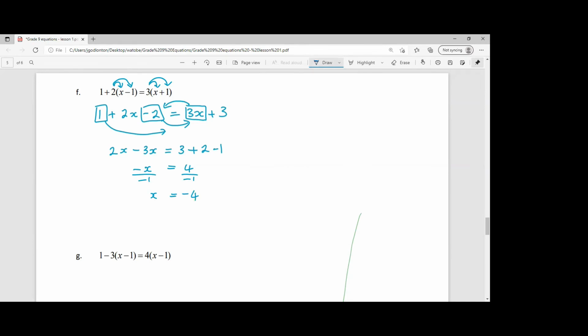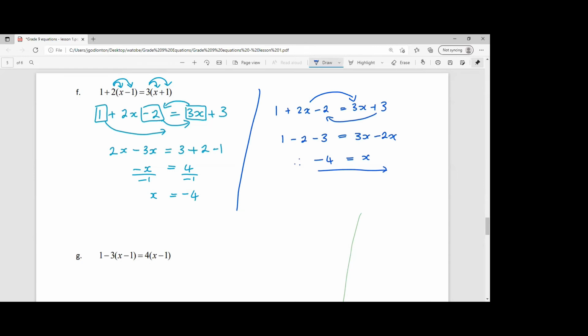Now, if you moved it to the other side, let's just see what that would look like. This step would look exactly the same. And then if we moved this 2 onto that side and that 3 onto this side, we would have 1 minus 2 minus 3 is equal to 3x minus 2x. And that just gives us x, and this gives us -4. So both give us the same answer.